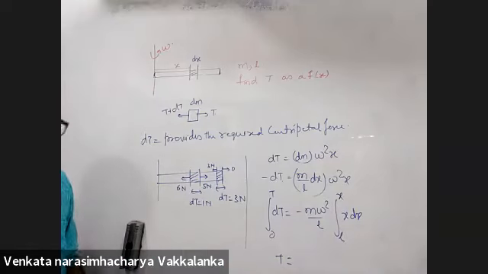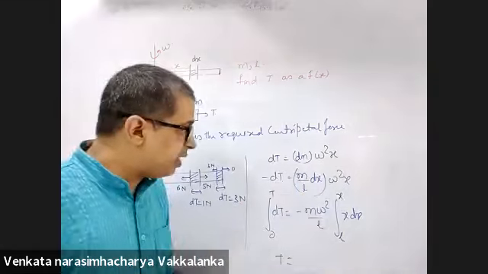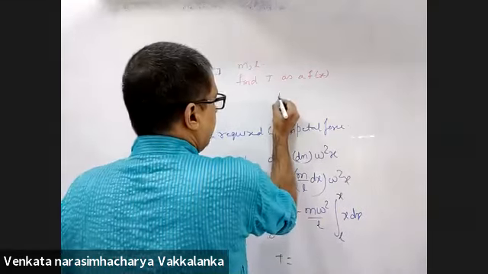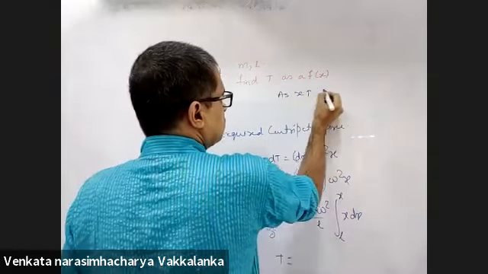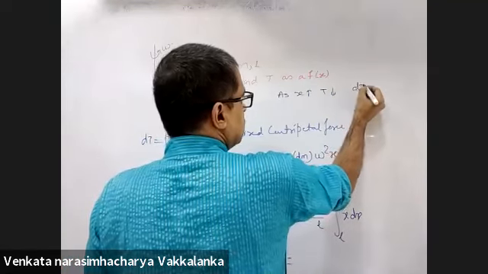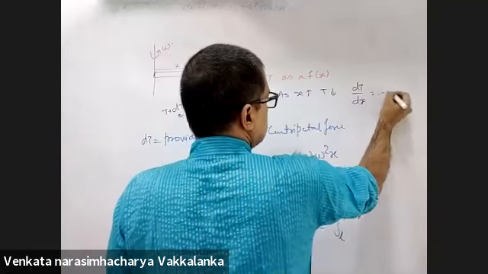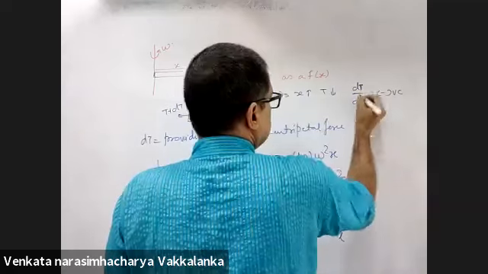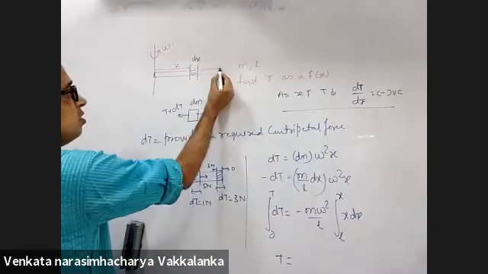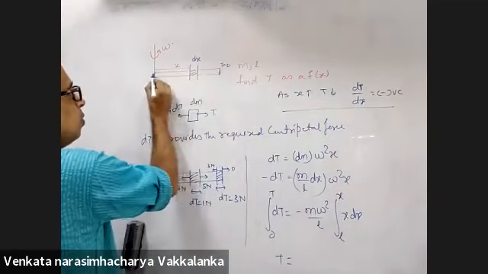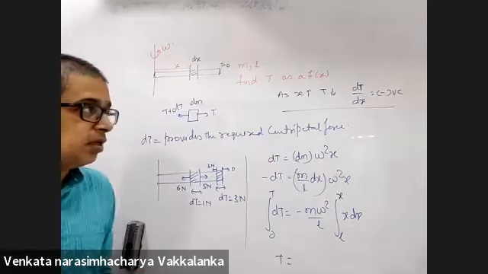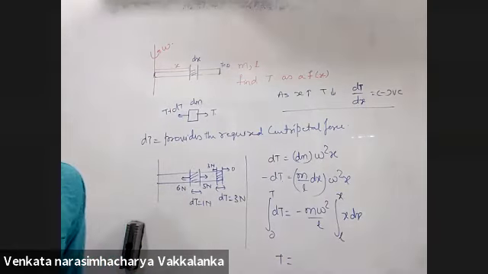Can you explain the negative sign again? dT by dx is negative. As x increases, tension decreases. dT by dx is negative. It is a decreasing function. As x increases, here tension will become 0. Tension is decreasing, so dT by dx will be negative. Okay, sir. Got it.